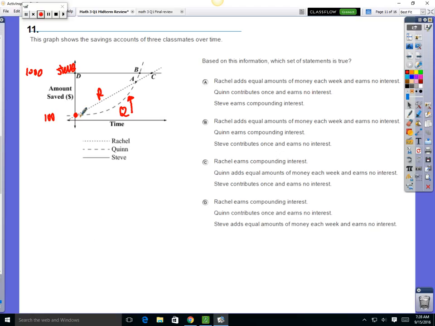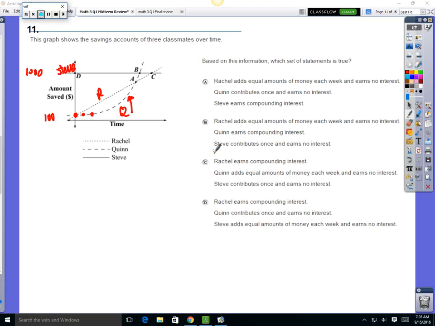Rachel is linear, so her slope is the same. Over 1 month, up $20. Over 1 month, up $20. Every month she is depositing the same amount of money. Quinn, maybe she doesn't deposit much. Maybe she deposits a little bit, but then hers really starts to grow quick. She starts depositing a bunch of money.